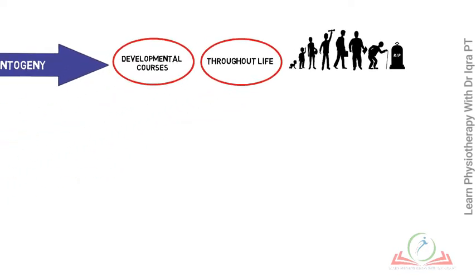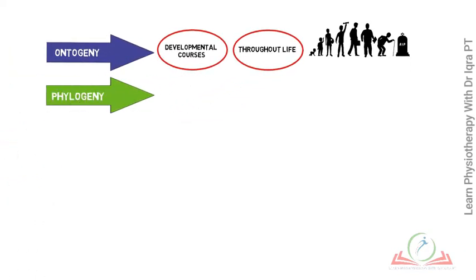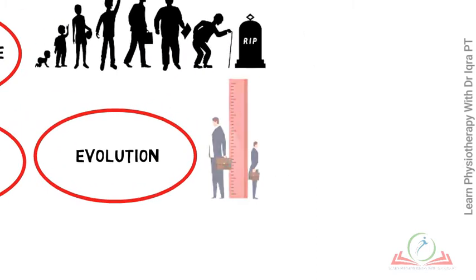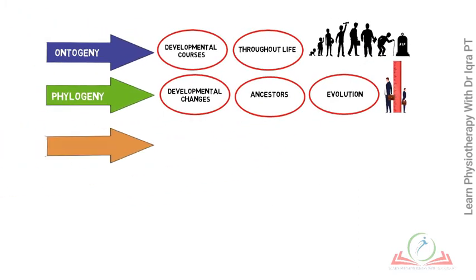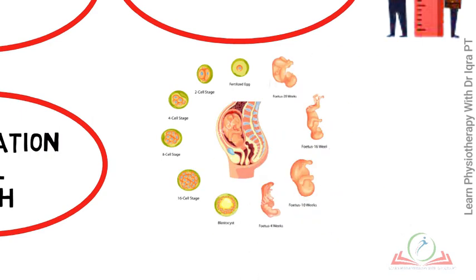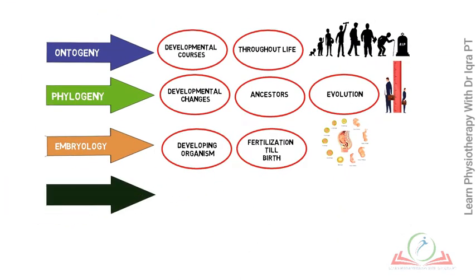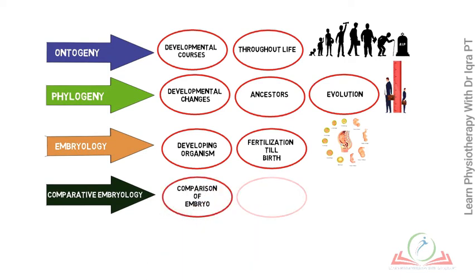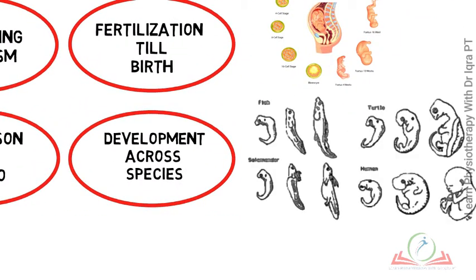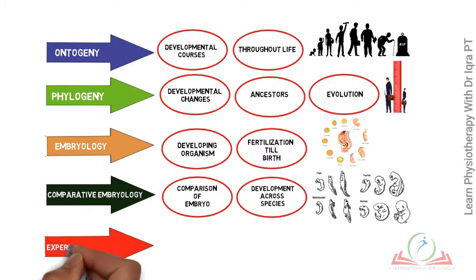Phylogeny. It's about the developmental changes in ancestors from which today's human being evolved. For example, the evolution of height. Embryology is the study of the changes in a developing organism from the fertilization till birth. For example, the stages of prenatal life. Comparative embryology. Comparison of developing embryos across the species. For example, the comparison between fish, turtle, salamander and human embryo developmental stages.